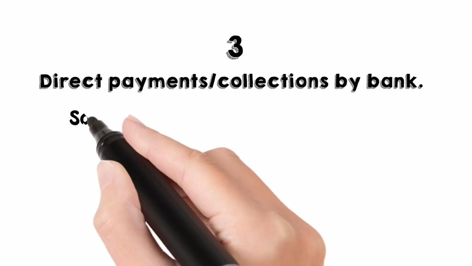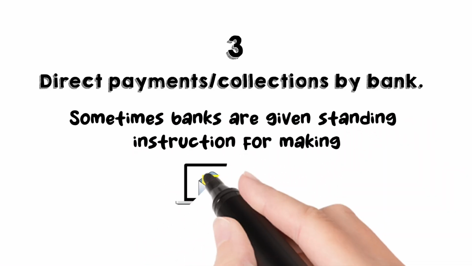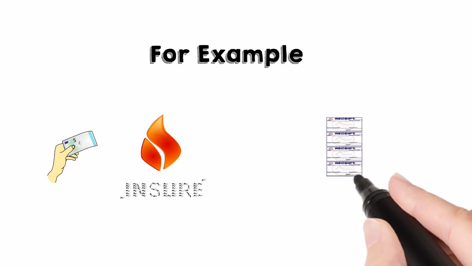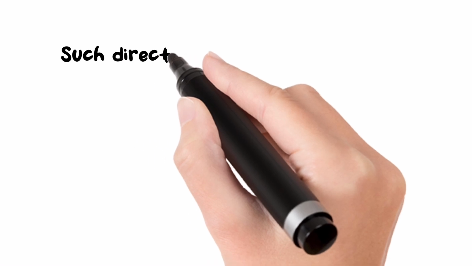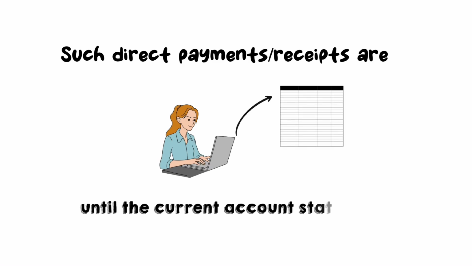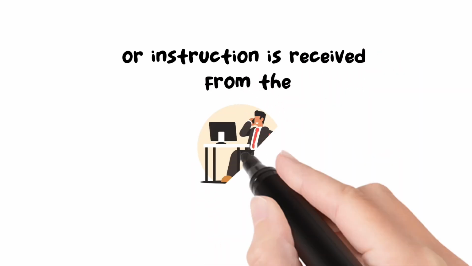Number 3. Direct payments or collections by bank. Sometimes banks are given standing instructions for making certain payments, for example, payment of life insurance premium. Receipts are directly credited to the bank account. Such direct payments or receipts are not recorded in the Cashbook until the current account statement is received or instruction is received from the paying party.